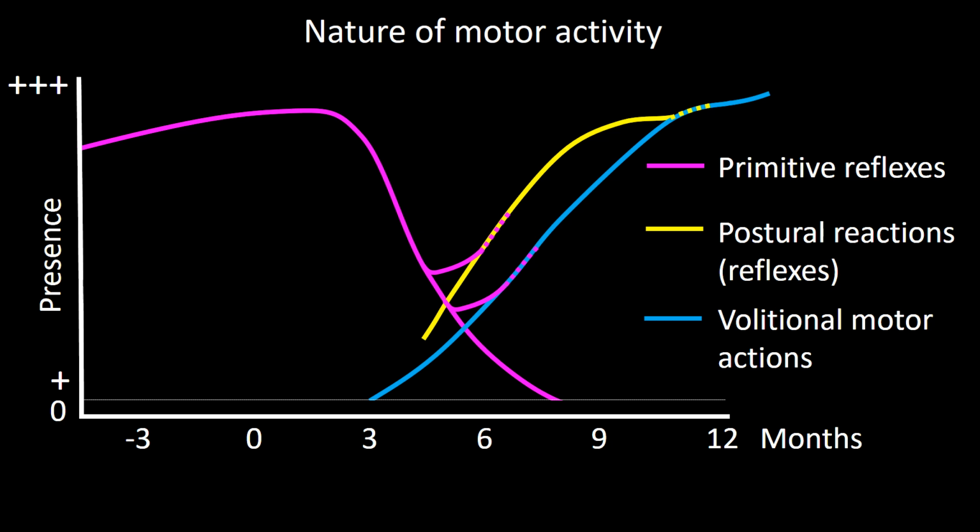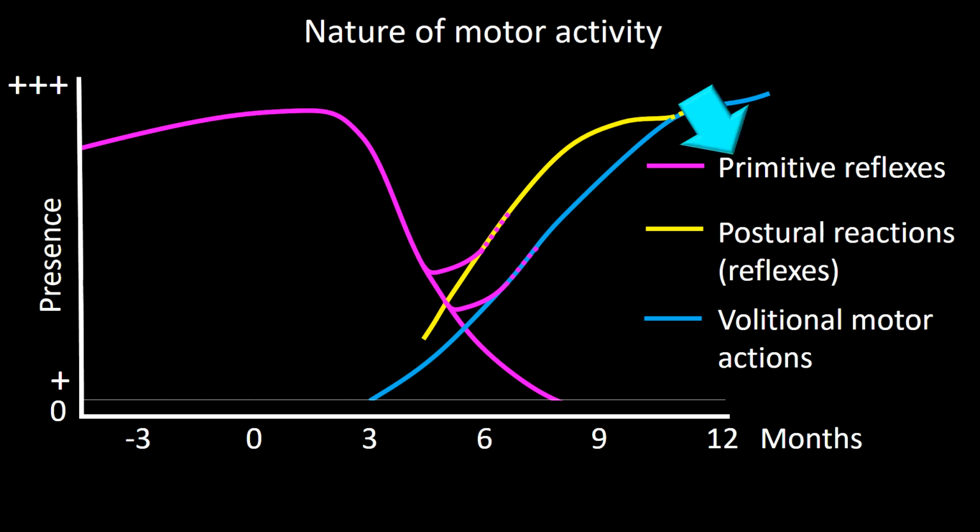Motor activity during the first 12 months of life can be organized into volitional motor activity, corresponding to an activity under volitional control, and postural reactions, referring to an activity not under volitional control and not present at birth. Postural reactions are considered reflexes, and their purpose is to protect the infant and initiate locomotion. Postural reactions ultimately become integrated into volitional motor action.